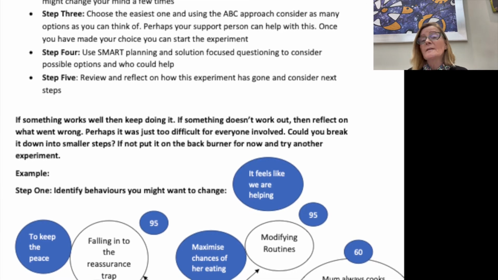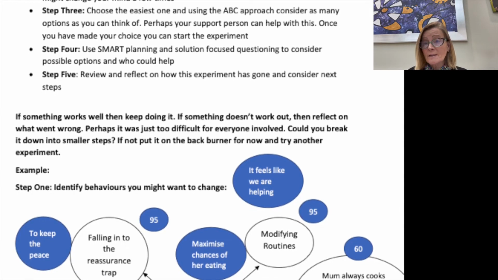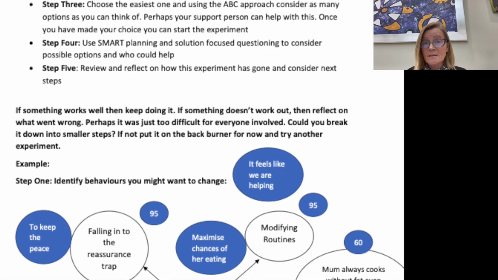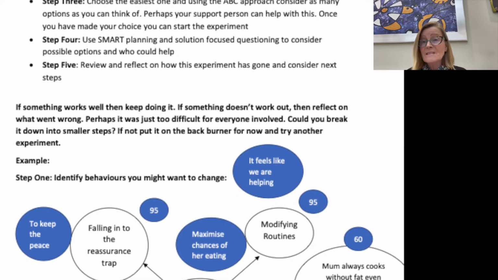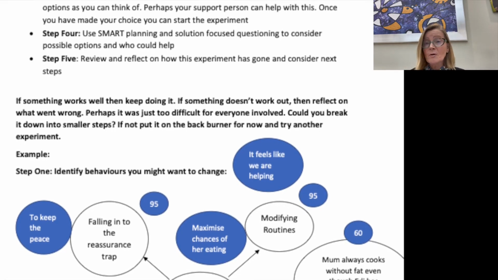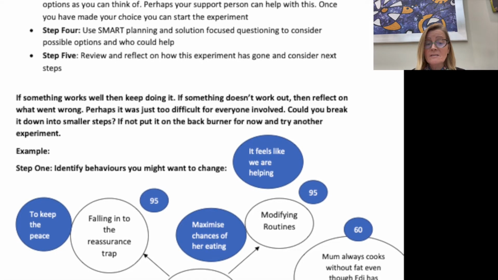Now, the important thing is if something works well, we're going to carry on keeping doing it. If something doesn't work out, then we can learn from that. So every mistake is a treasure, as Professor Janet Treasure would always say. Maybe it was too big a goal, maybe we can break it down into smaller steps.